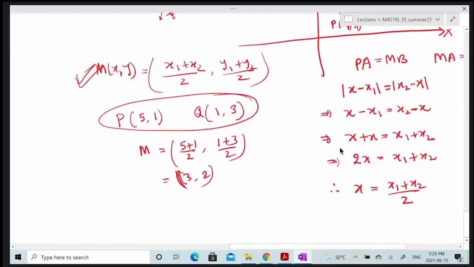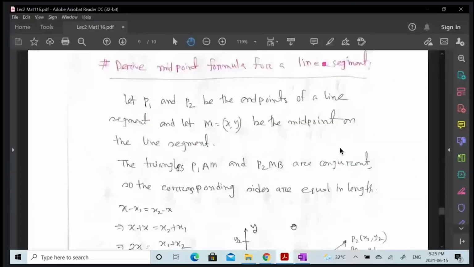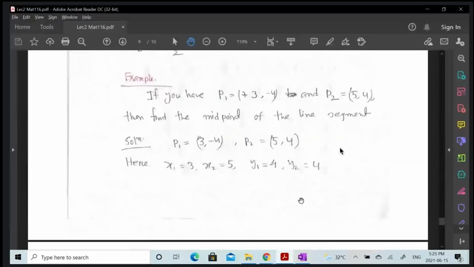You might ask me, ma'am, where should we apply it? Why do we need to know it? And we have a nice example here. But before that, can you tell me what should be the midpoint for these 2 points?